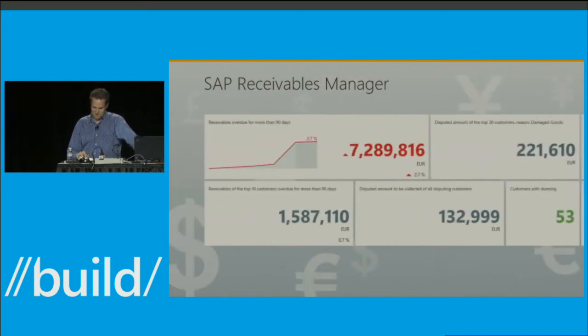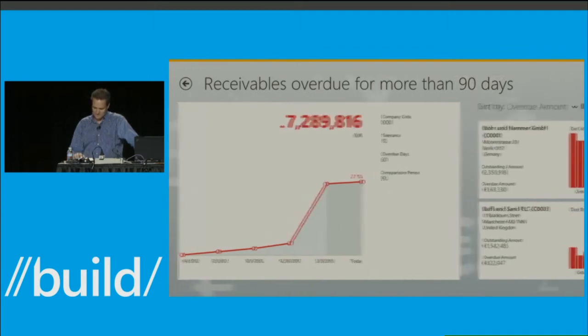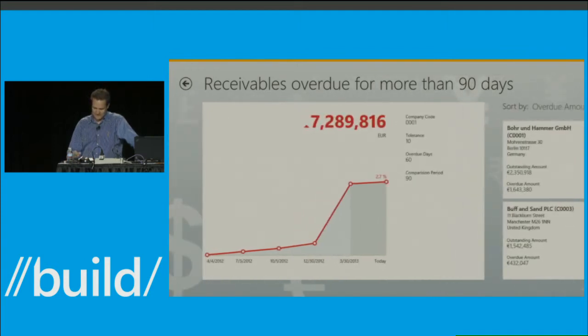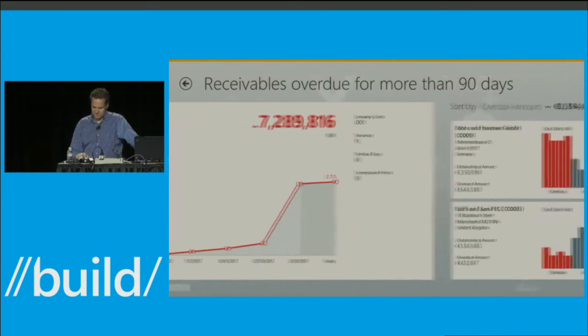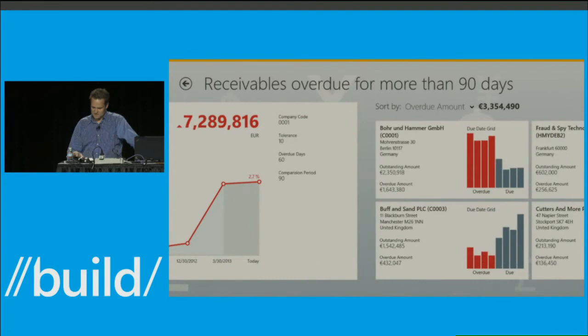Another thing I want to show you is, let's have a look at this report here. So, receivables overdue for more than 90 days. You see here a key value, so more than 7 million are outstanding. And as soon as I click on this tile, you see a live chart directly from our database, and you see some history information and a lot of other things. You also see, for instance, the customers that are currently overdue.